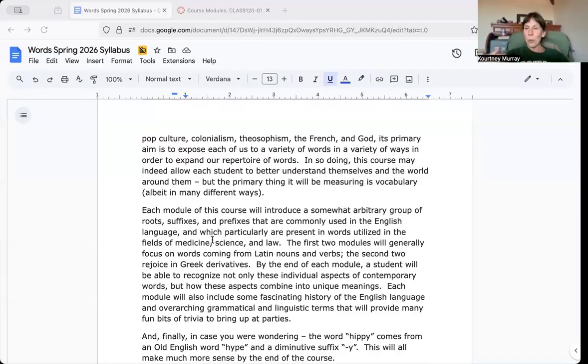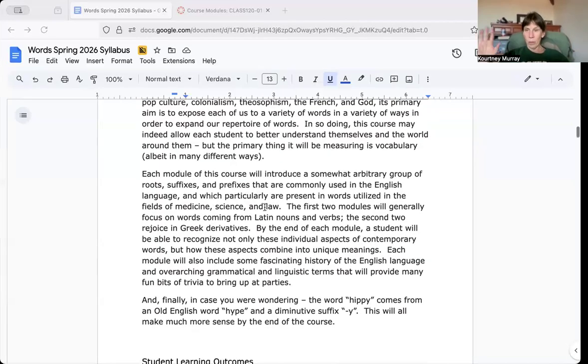So that's why this course really lends itself to an asynchronous modality, because we can get a little creative in how we are approaching this topic. As a result, there are 4 modules in this course. 2 of the modules are going to focus on Latin words, Latin words that we use in English.